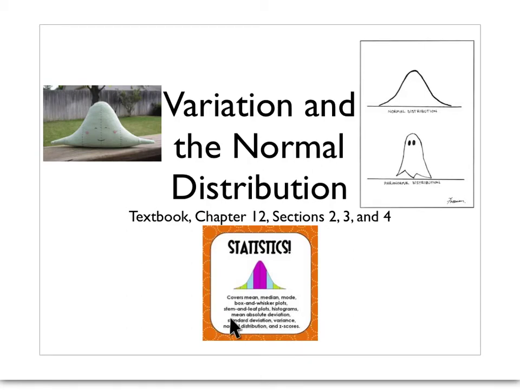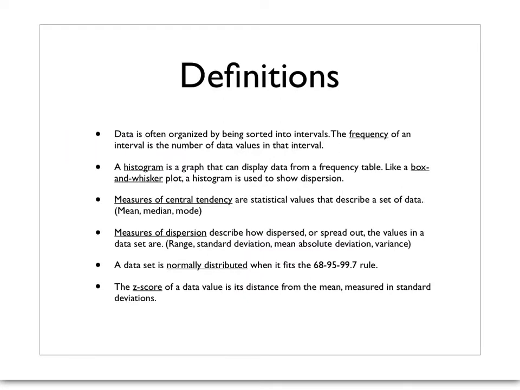Let's jump right in with some definitions. Data is often organized by being sorted into intervals. So those intervals are from 0 to 5, 6 to 10, and so on. The frequency of an interval is the number of data values in that interval, and we will practice with an example on a coming slide.